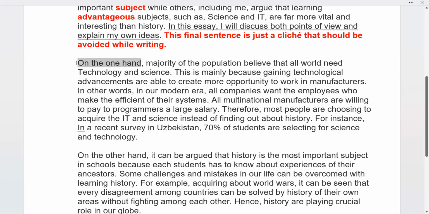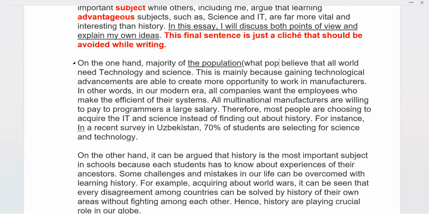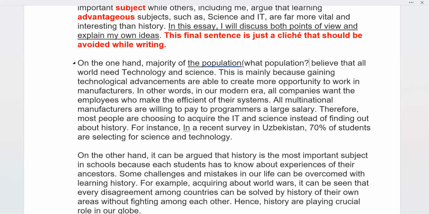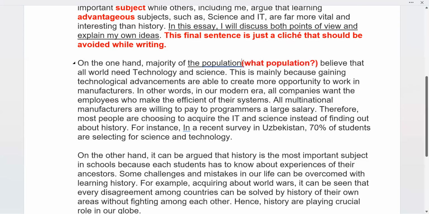So on the one hand, majority of the population believe that all world need technology and science. Okay, we have a good transitioner, but majority of the population. Now, you're saying the population, right? What population is that? This is again bad for your CC score because you don't know what population that is, and that makes it super unclear to understand. And saying majority of the population believe that is also unnatural. So it has two basic problems that you have to avoid.